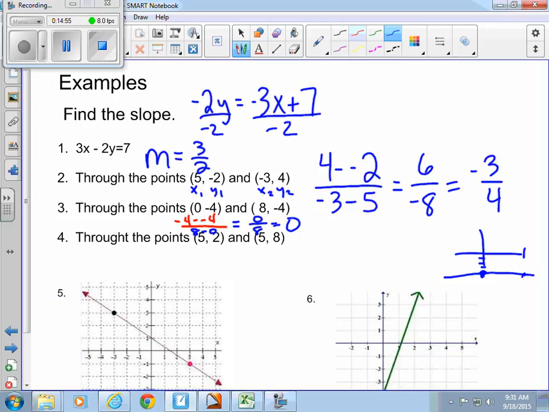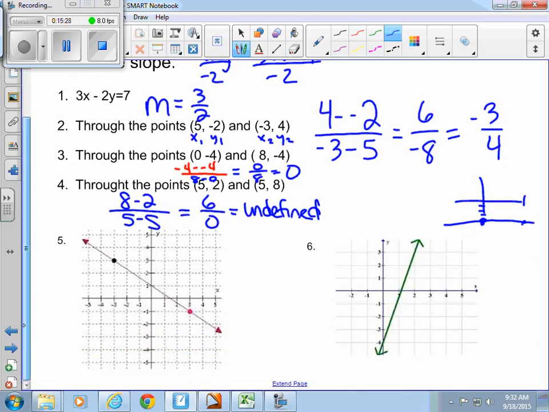5, 2, and 5, 8. Should that be a vertical line? So let's see what happens when I do the points 5, 2, and 5, 8. y2 minus y1 over x2 minus x1. What does your calculator say when you type that in? Error. What does that mean? It's an undefined slope. Does that make sense? It's a vertical line. Makes perfect sense. You can't divide by 0, so you get undefined.